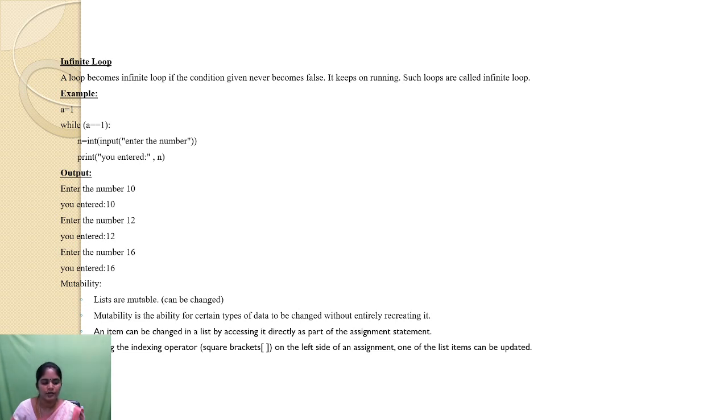Next we move on to mutability. Mutability means lists are mutable. Mutable is nothing but we can change the items in the list with the help of the assignment operator. If we want to access any element with the help of the indexing operator, we can change the particular element in the particular list. Likewise we perform list mutability.